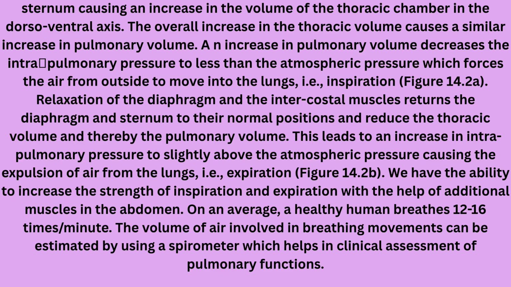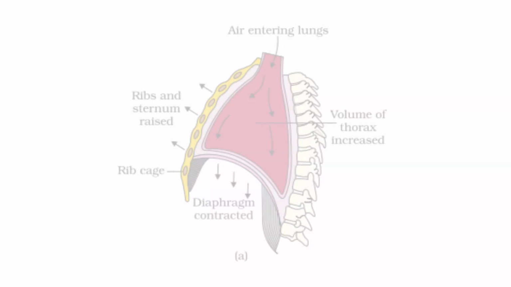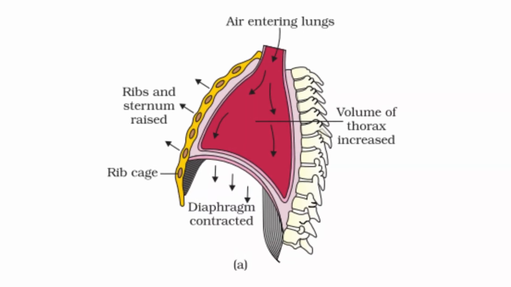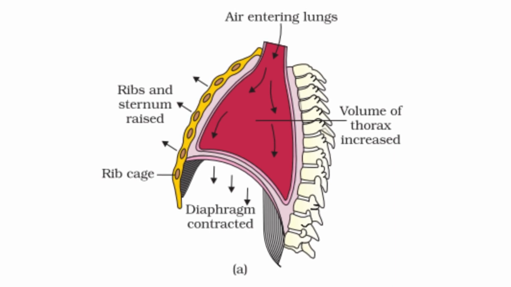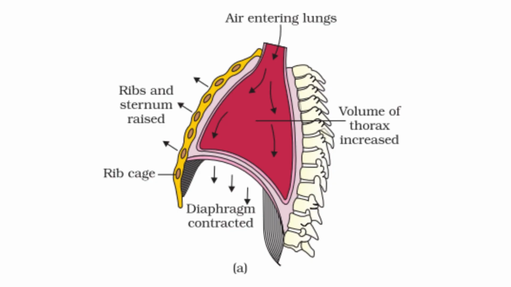The volume of air involved in breathing movements can be estimated by using a spirometer, which helps in clinical assessment of pulmonary functions. This diagram shows the mechanical changes in the chest cavity, thorax, that allow air to enter the lungs. Here's a step-by-step breakdown. Diaphragm contracts: the dome-shaped diaphragm muscle at the base of the chest contracts and flattens, moving downwards. Rib cage expands: the muscles between the ribs, intercostal muscles, contract, causing the ribs and sternum, breastbone, to be lifted upwards and outwards. Thoracic volume increases.